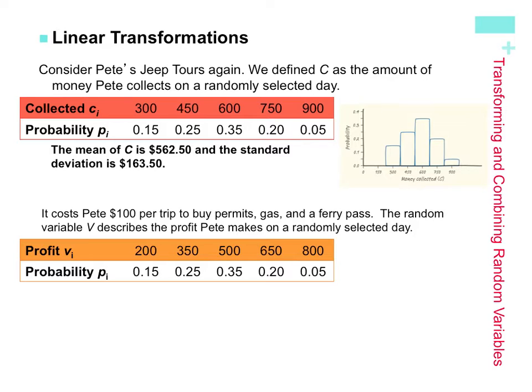So instead of having 300, 400, 450, it changes a little bit. So now the profit is going to be 200, then 350, then 500, then 650, then 6 passengers would be 800. The probability distribution, though, again, wouldn't change.